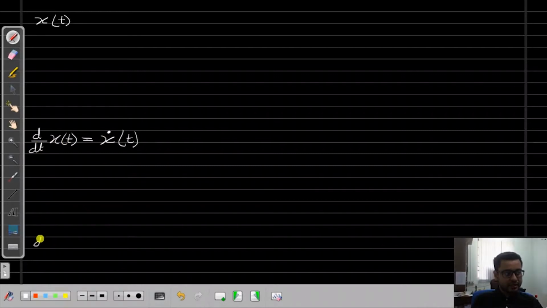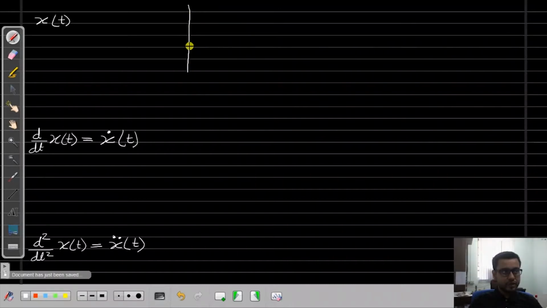Similarly, the second derivative, which is d2/dt2 of x of t, can be denoted as x double dot t. Similarly, the third derivative will have 3 dots and so on. Now imagine some signal x of t which looks like this.